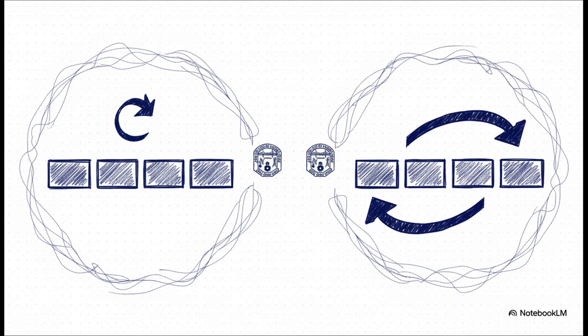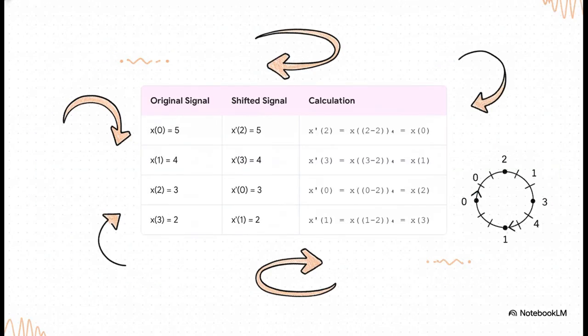Check this out. On the left, you've got the original signal, and on the right, that's what it looks like after a circular shift of 2 spots. See how the last 2 values didn't just vanish? Nope, they wrapped right around to the front of the line. This table here breaks down the math behind it. It uses something called modulo arithmetic to figure out the new positions. So to find the new value at position 0, you take the original position, 0, minus the shift, which is 2, and that gives you -2. But since it's a 4-point signal, we do a modulo 4, which basically means we wrap around. So the new value at position 0 is actually the old value from position 2. It's a perfect mathematical wraparound.